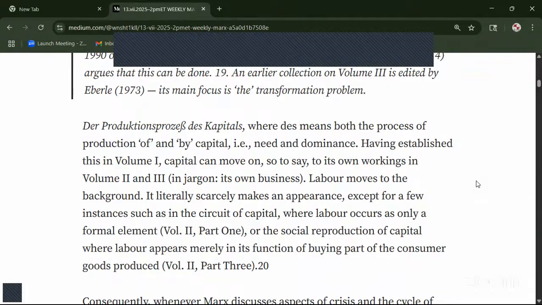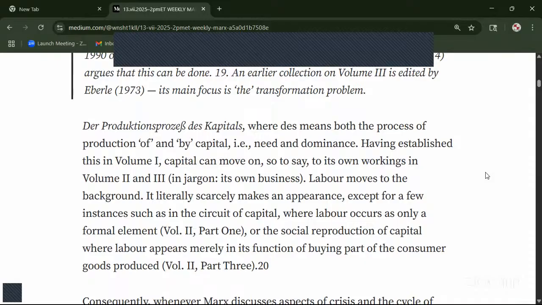Having established this in Volume 1, capital can move on, so to say, to its own workings in Volumes 2 and 3, its own business. Labor moves to the background. It scarcely makes an appearance, except for a few instances, such as in the circuit of capital, where labor occurs as only a formal element, Volume 2, Part 1, or the social reproduction of capital, where labor appears merely in its function of buying part of the consumer goods produced, Volume 2, Part 3.